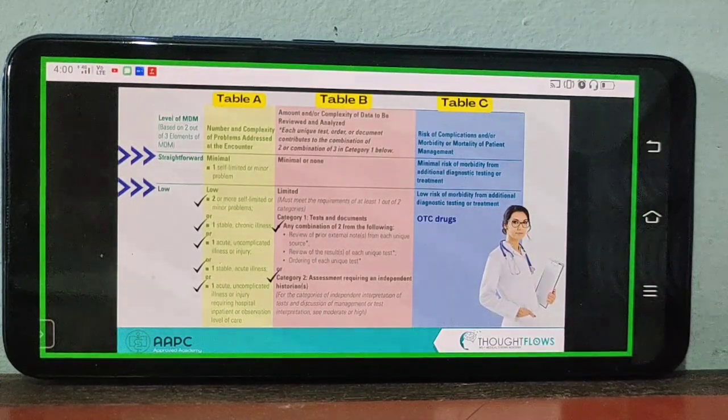So there are 5 points in problems addressed, that means in table A. From these 5 points, we need any one. Did you understand?